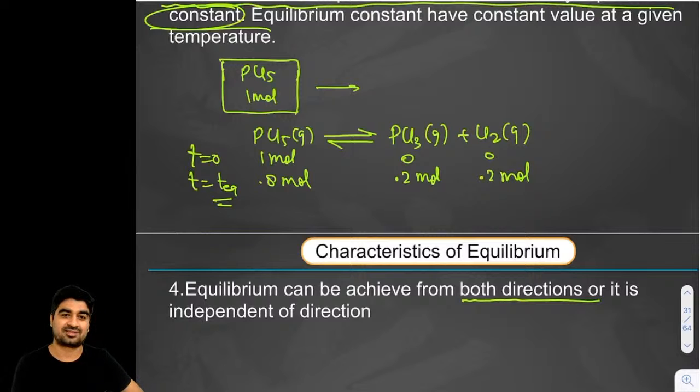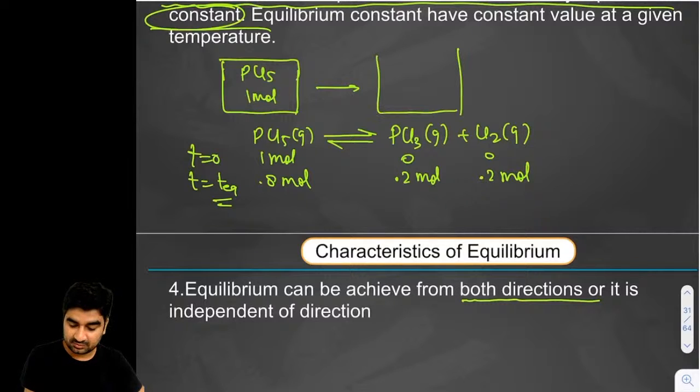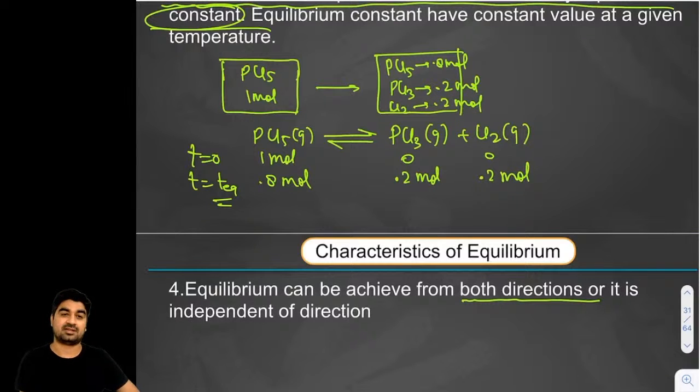Today is the last class, stoichiometry will be over today. So guys, at equilibrium, what will you find? At equilibrium in the container we have all three gases. PCl5 is 0.8 mole, PCl3 is 0.2 mole, Cl2 is 0.2 mole. All three gases are there.